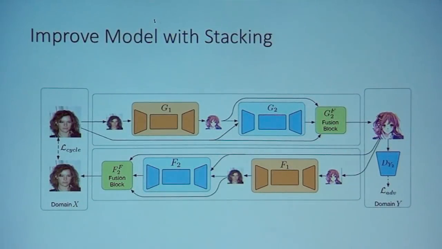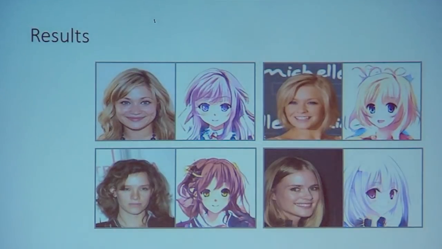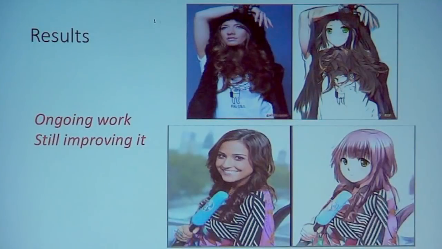We improve the model by stacking several transformation blocks together and training the model stage by stage. It's much easier to learn a coarse transformation in low resolution space than to enhance it in high resolution space. Here are some results generated by our model. Compared to the vanilla CycleGAN, ours has a much better visual quality.